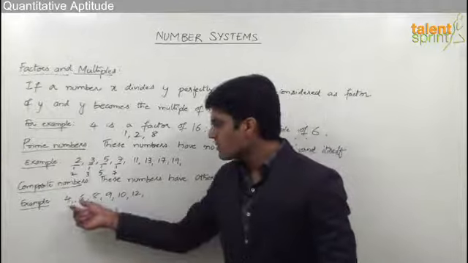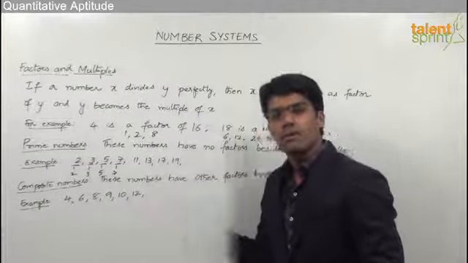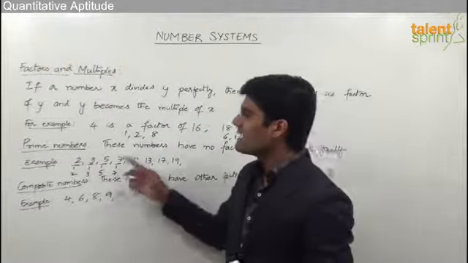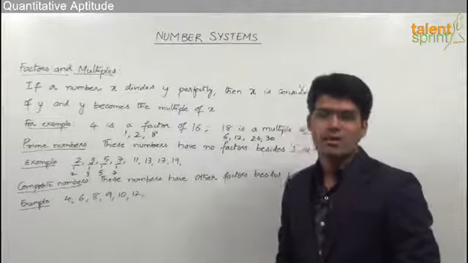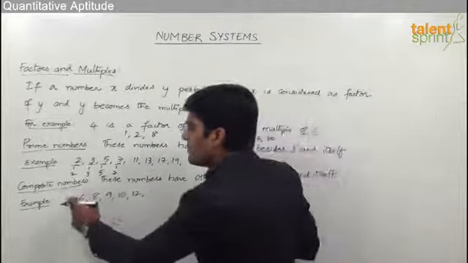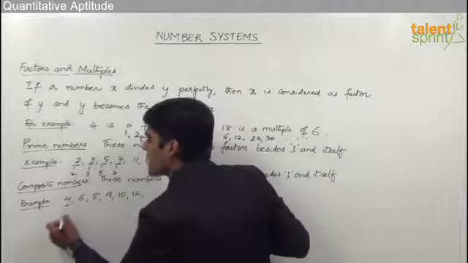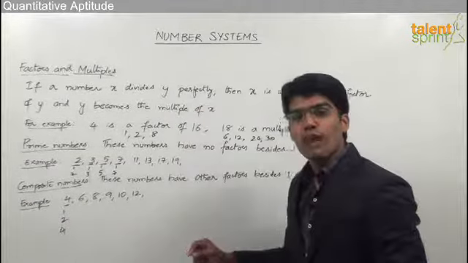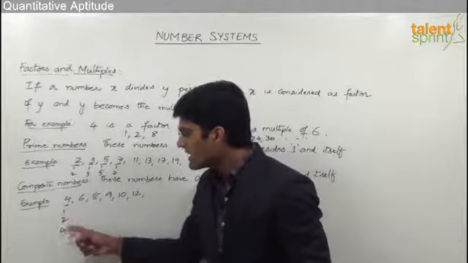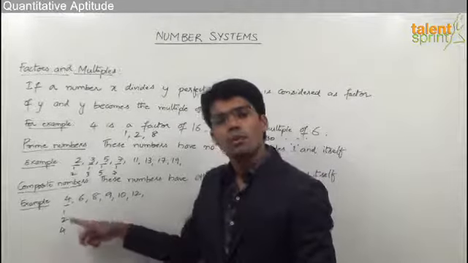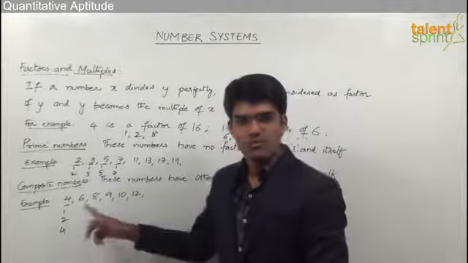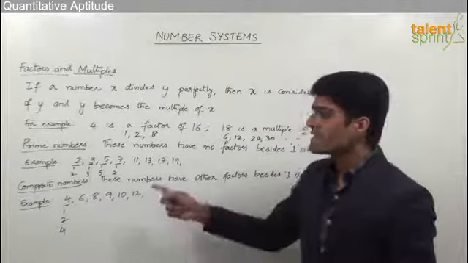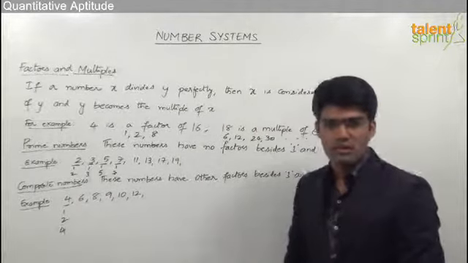For example, 4, 6, 8, 9, 10, 12. So we can say that all the numbers other than prime numbers can be taken as composite numbers. For example, 4: the factors of 4 are 1, 2 and 4. So we can see that there are more than two factors. Apart from 1 and the number itself, 2 is also a factor of 4. Why? Because 2 can divide 4 exactly. So 4 cannot be a prime number as it has more than two factors. So it is called a composite number.